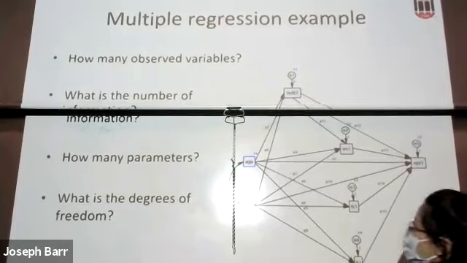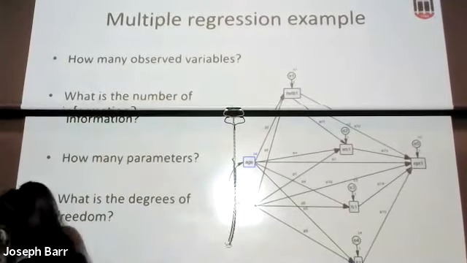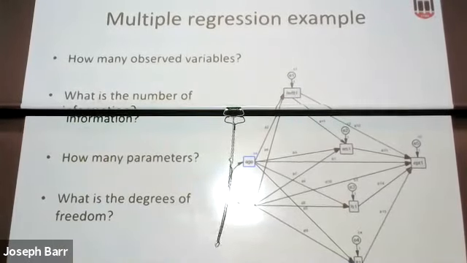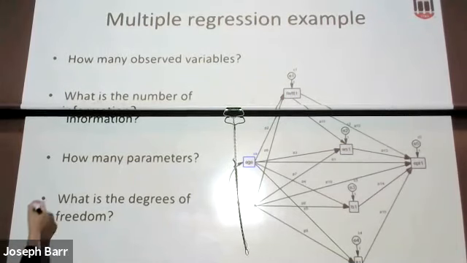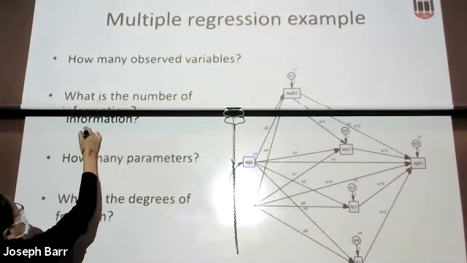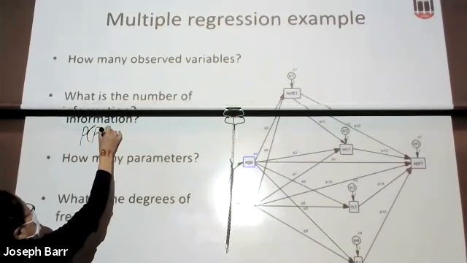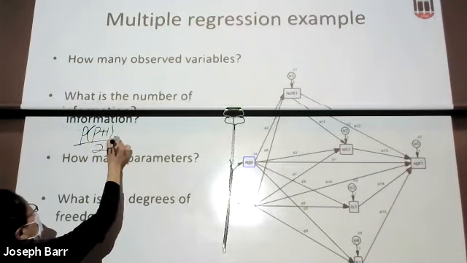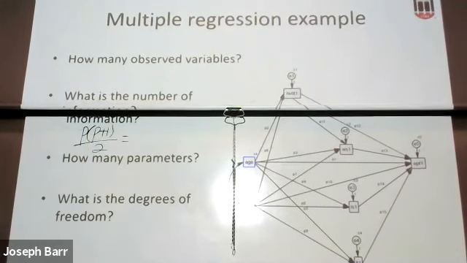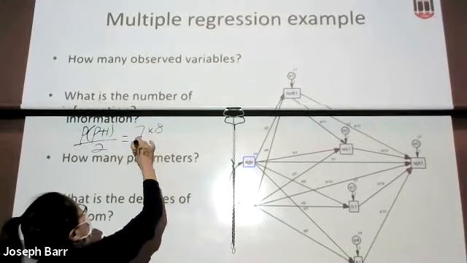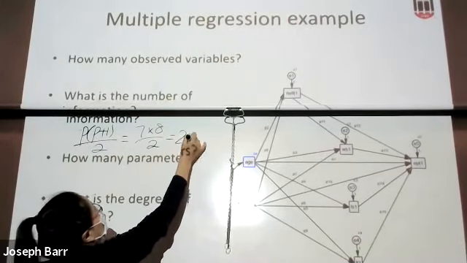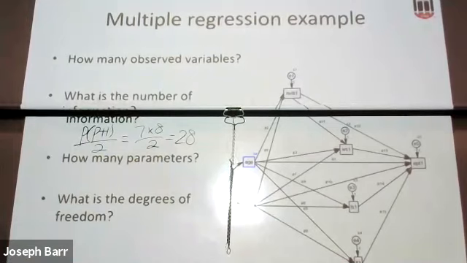Okay, so this is the formula. P times P plus 1 divided by 2. Okay. Good, excellent. Now P is 7. 7 times 8 divided by 2. 28. That's our number of information.